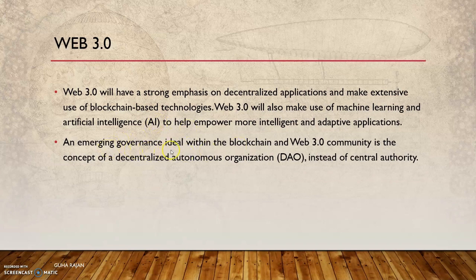An emerging governance ideal within the blockchain and Web 3.0 community is the concept of a distributed autonomous organization instead of a central authority. By central authority, think about it as just a web server and a database server. When you want to access that information, you need to interact with the web server, and if the data is stored in the database server, the web server will access the database server to retrieve the proper information.